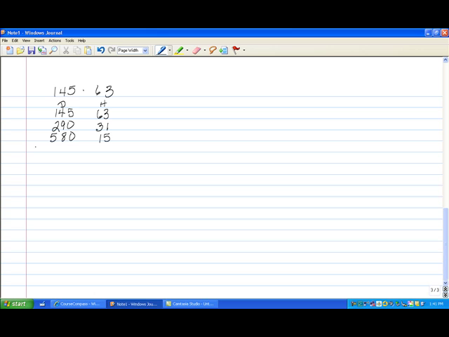Double 580, we get 1160, and we're going to get a 7. Throw the remainder away. Double, we're going to get 2320, and take half, we get a 3. Double that, we get 4640. Take half, we get a 1.